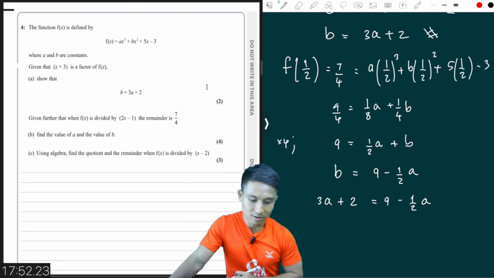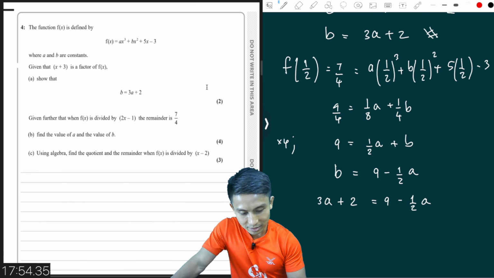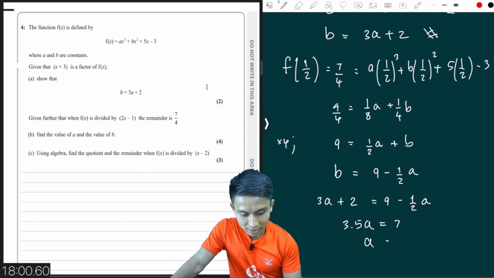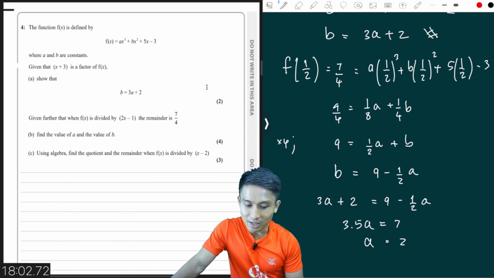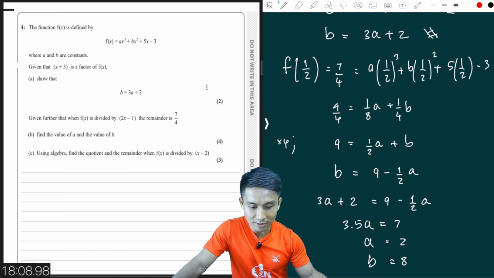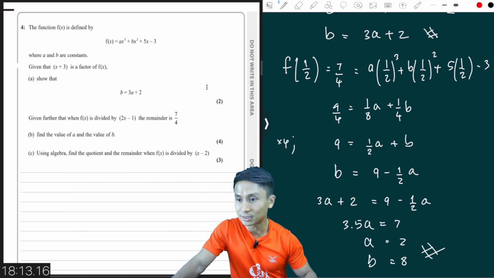Yeah. So you just collect the terms here. So it's 3.5a on the left and 7 on the right. So a is just 2. If a is 2, that means b is 8, just solving using this maybe. Yeah. If a is 2, that means b is 8. Yep. And that's it. That's done.